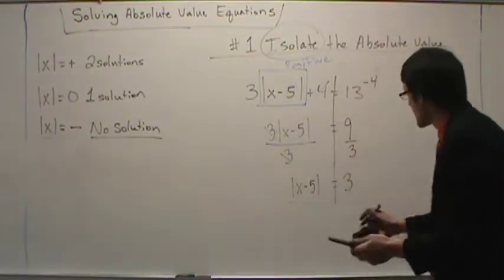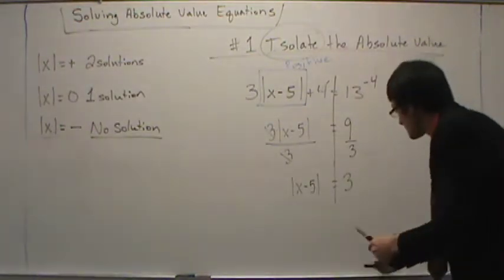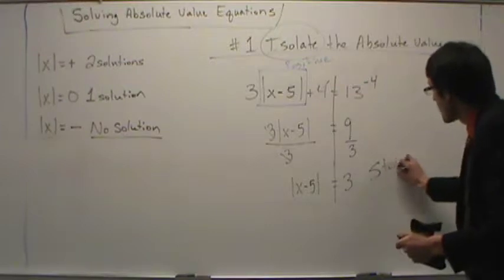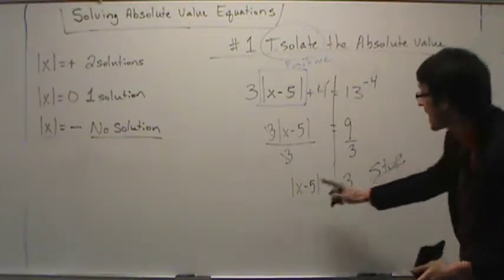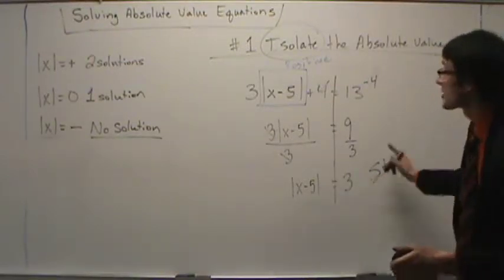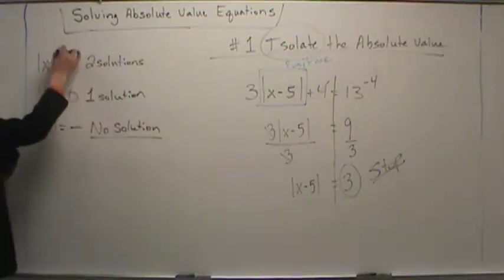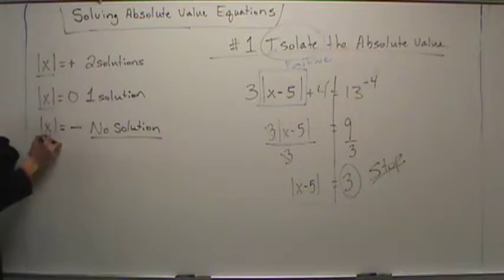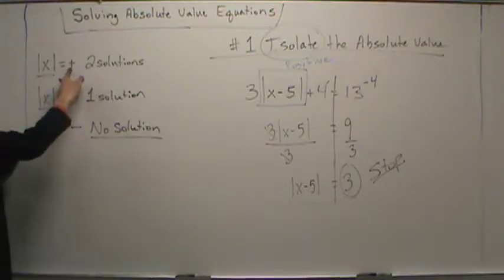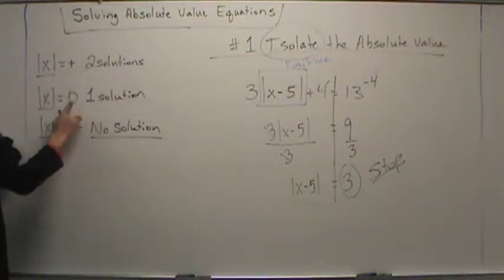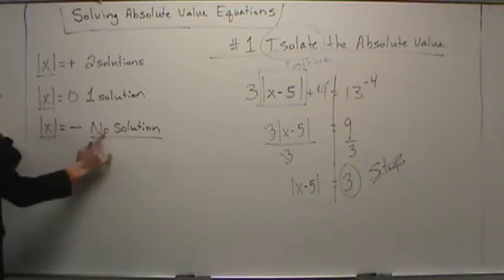Now we stop here. Stop sign. Big stop. You stop here and you check. Is it isolated? Yes, the absolute value is isolated. We stop and check. Check what? Check the right side. Look over here. We said if the right side is positive, how many solutions do we have? We have 2. If the right side is 0, we have 1 solution. If the right side is negative, we have no solution.